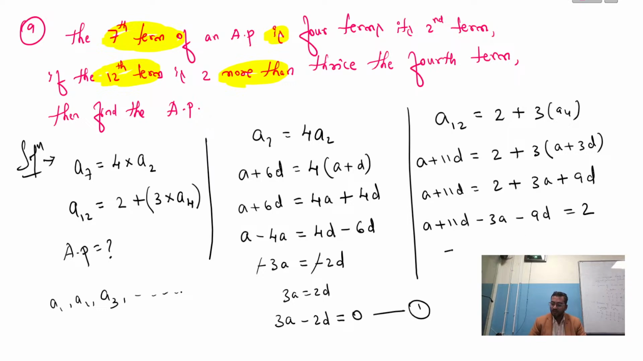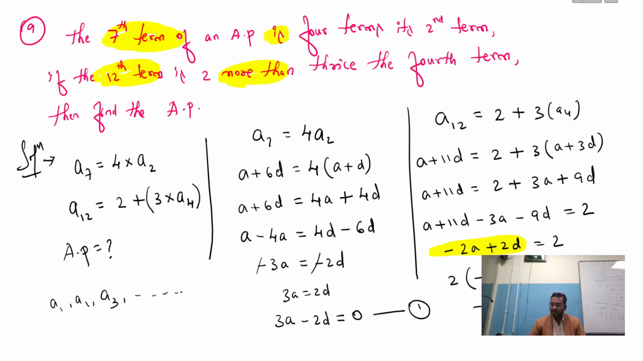1A minus 3A is minus 2A. 11D minus 9D is nothing but plus 2D. That is equal to 2. Now we can take 2 as common from minus 2A plus 2D. If we take 2 as common, the left out part is minus A plus D, that is equal to 2. Now minus A plus D is equal to 2.